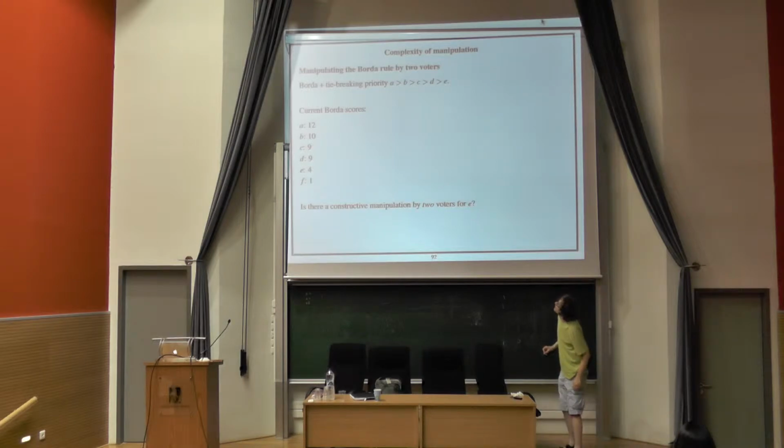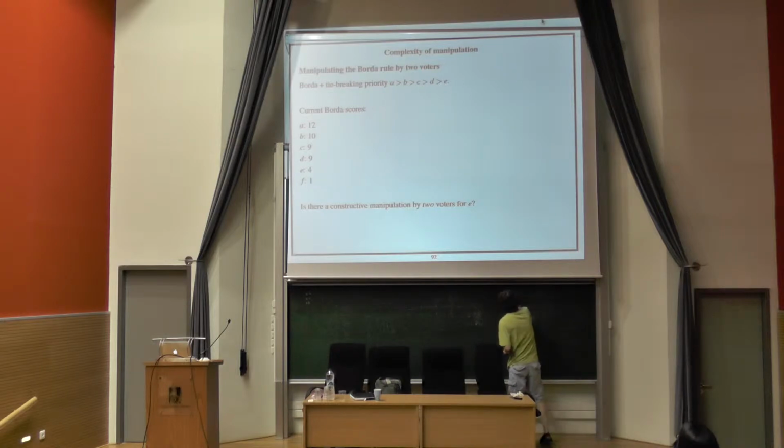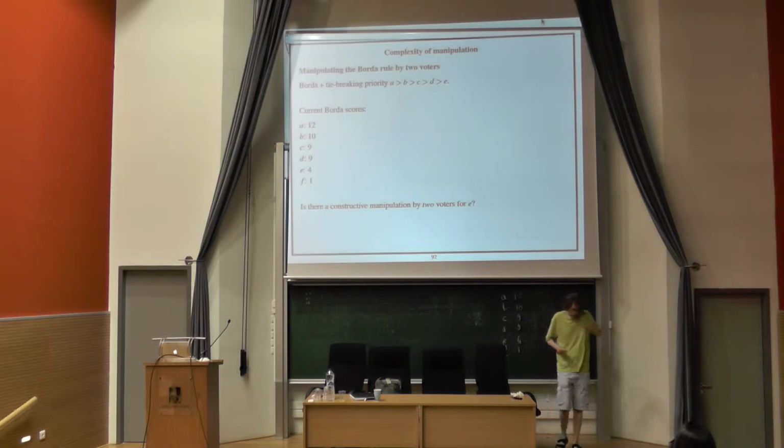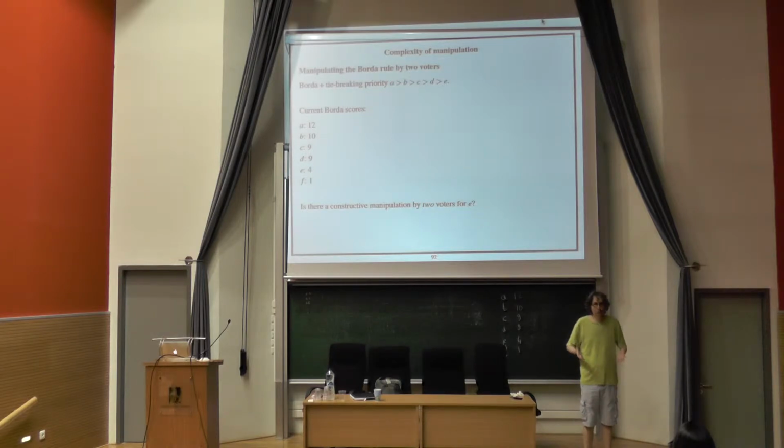So, we now have 6 candidates: A, B, C, D, E, F. And the scores are 12, 10, 9, 9, and 4. These are the partial bonus scores, but then we have 2 new voters who come, so I need 2 volunteers. Two volunteers? Yes, 1, 2. Okay.